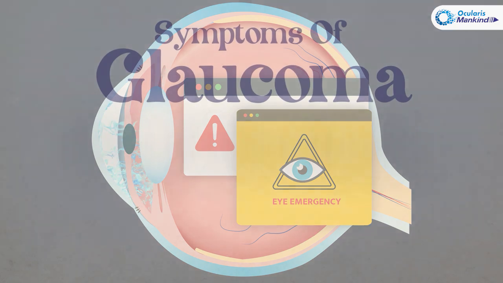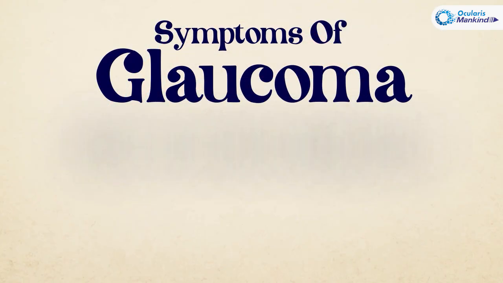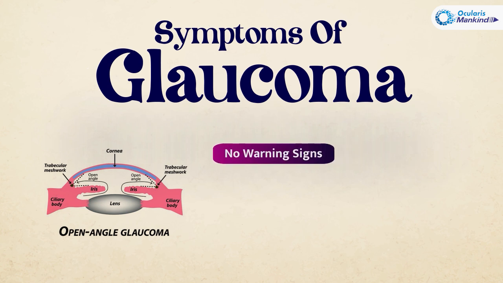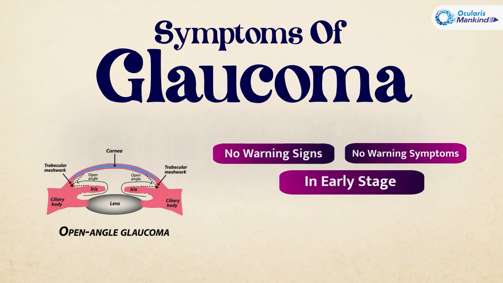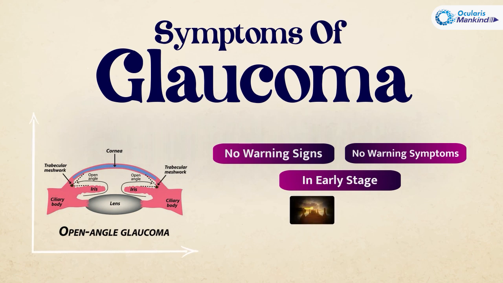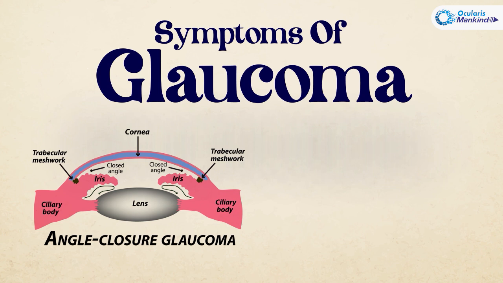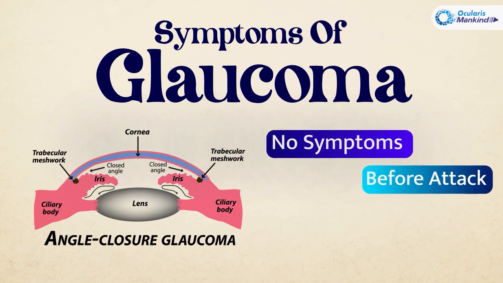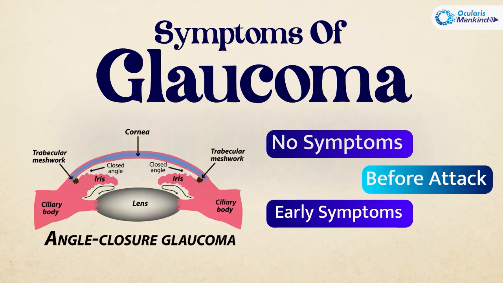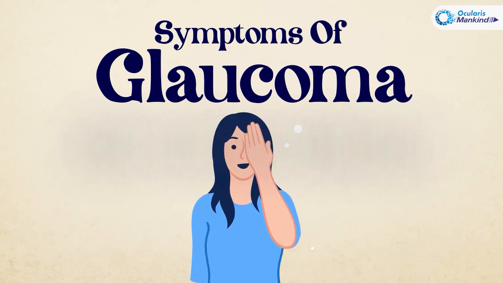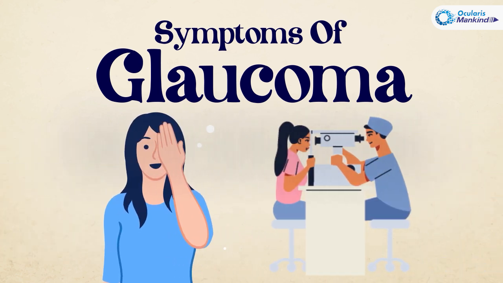Now in this section, we shall discuss the symptoms of glaucoma. With open-angle glaucoma, there are no warning signs or obvious symptoms in the early stages. As the disease progresses, blind spots develop in the peripheral side vision. People at risk of angle closure glaucoma usually show no symptoms before an attack. Some early symptoms of an attack may include blurred vision, halos, mild headache or eye pain. People with these symptoms should be checked by their ophthalmologist as soon as possible.